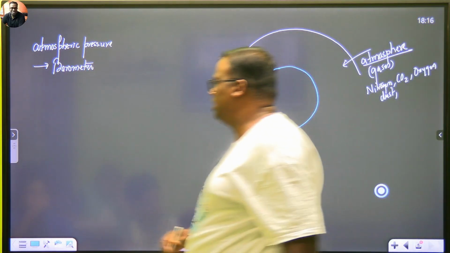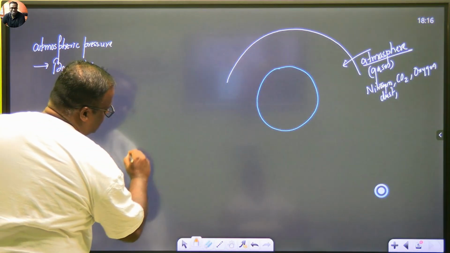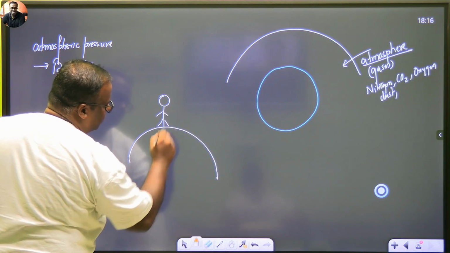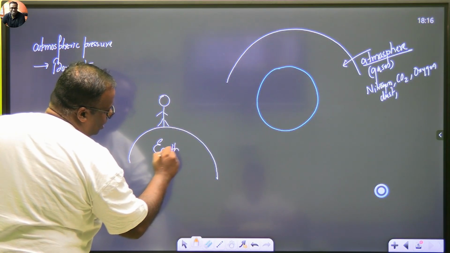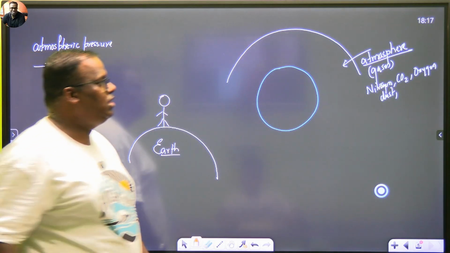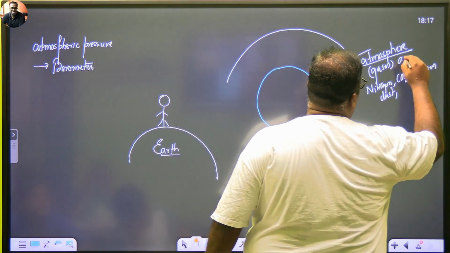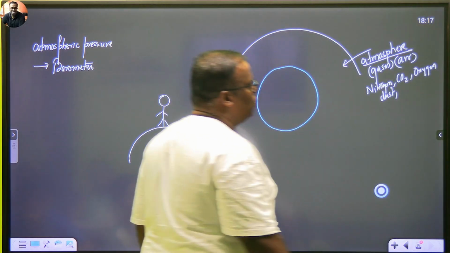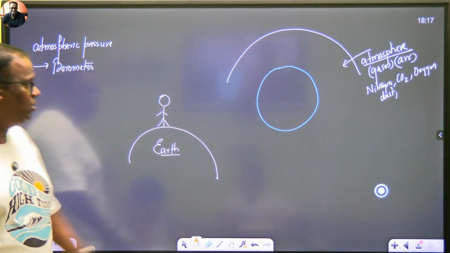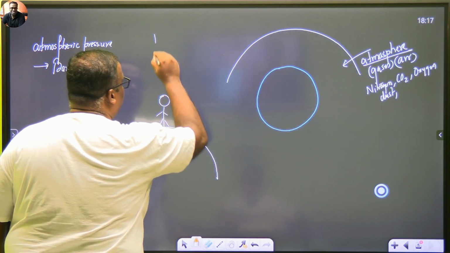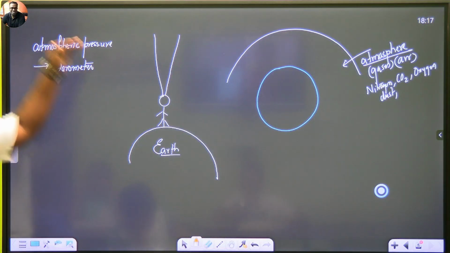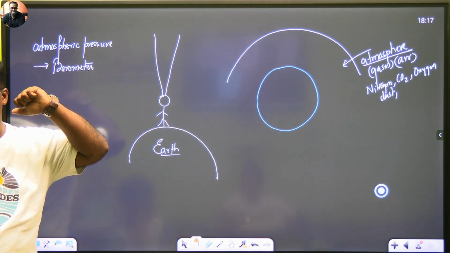Now let's make our diagram a little bit more interesting. So let's say this is the surface of the earth, and a person is standing on the surface of the earth, right? This is earth. Now, who causes atmospheric pressure? Atmosphere causes atmospheric pressure. What is the atmosphere comprising of? Gases. In other words, I'll call it as air. Air is a mixture of gases. So it is air which is causing you the pressure. So what happens on the head of this person? There is a column of air.